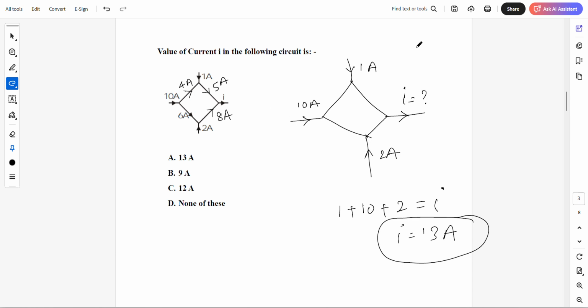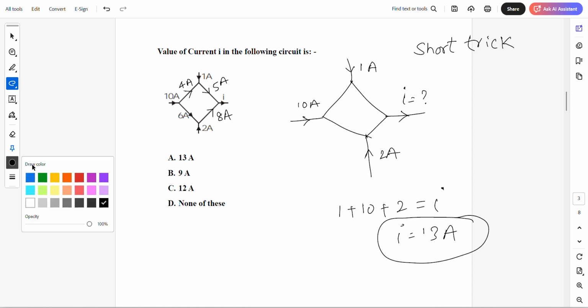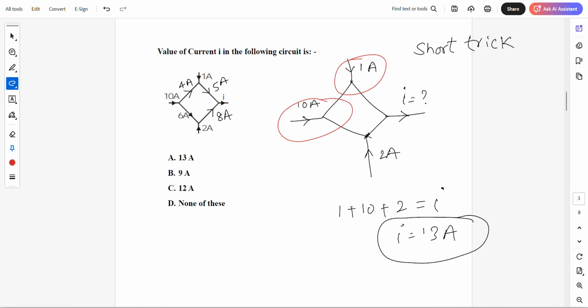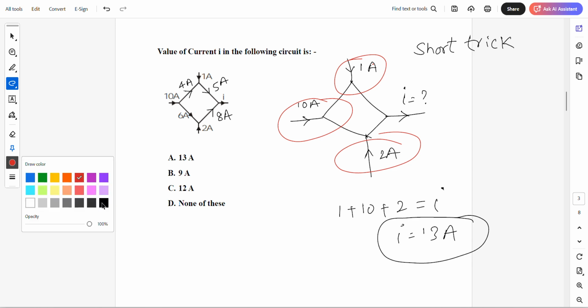This is a short trick, this you can remember. The short trick of doing this sum is sum of incoming. You observe, just observe here, incoming is equal to outgoing. I is equal to 13. Directly you can do this instead of doing like this. Okay, we'll go to the next problem.